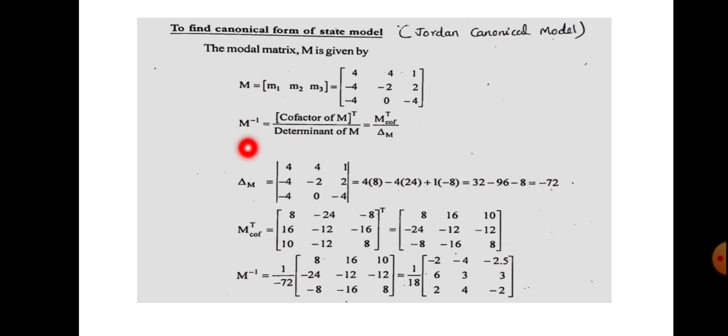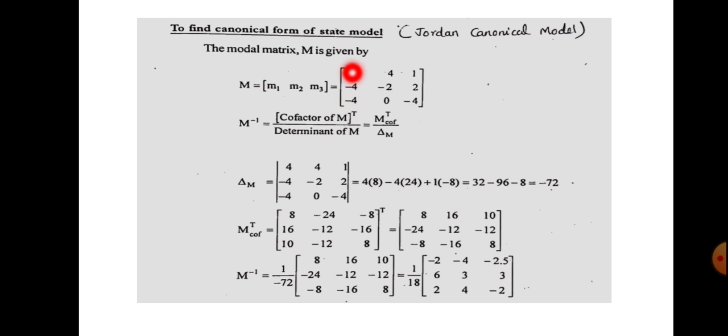So we need the M inverse quantity. Here we have the M value; how can you find M inverse? That will be equal to the cofactor of M transposed, divided by the determinant of M. First of all, we have to find the cofactor of M. That is a lengthy procedure.